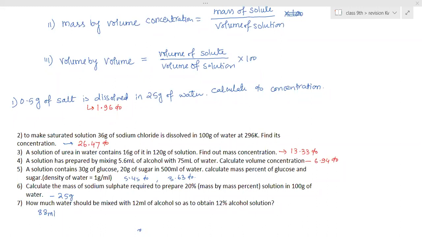Ma'am, I'm getting the first one wrong. The formula is solute by solution into 100. So 36 by 136 into 100. Why 136? Okay, yeah, 36 into 100 over solution. Yes, right. Then I think it is a calculation mistake. Okay, ma'am, I'll check again. Thank you.